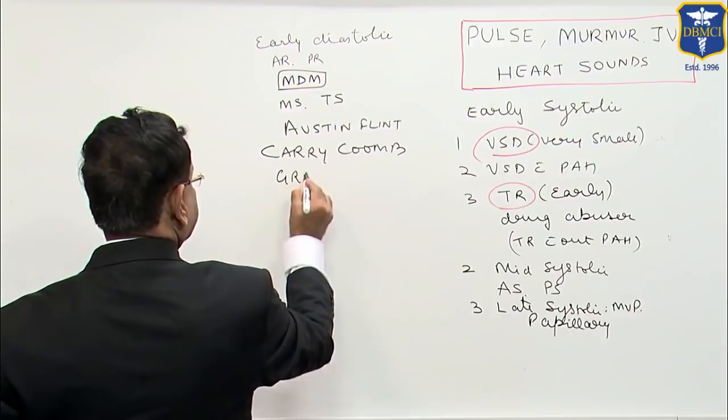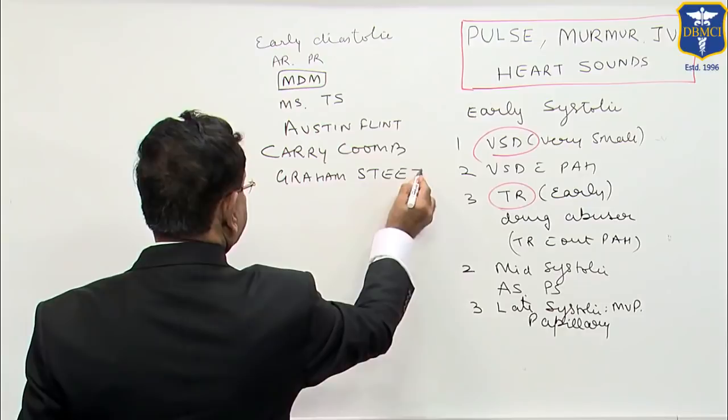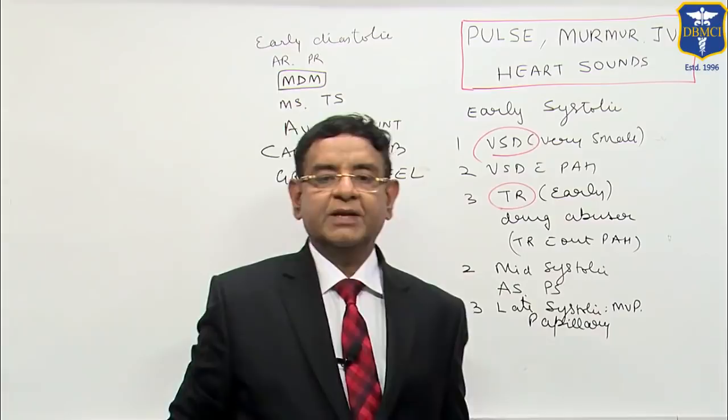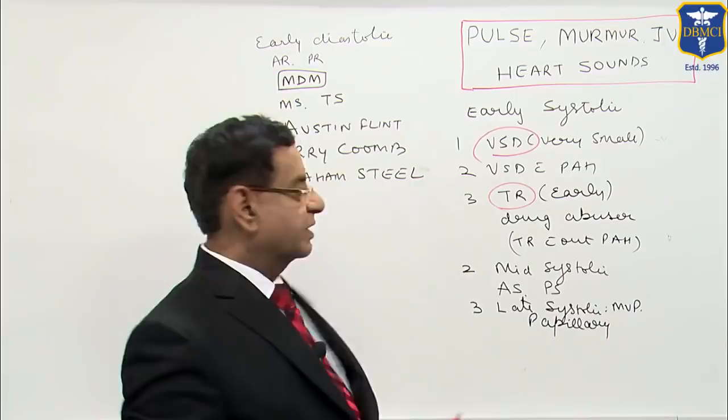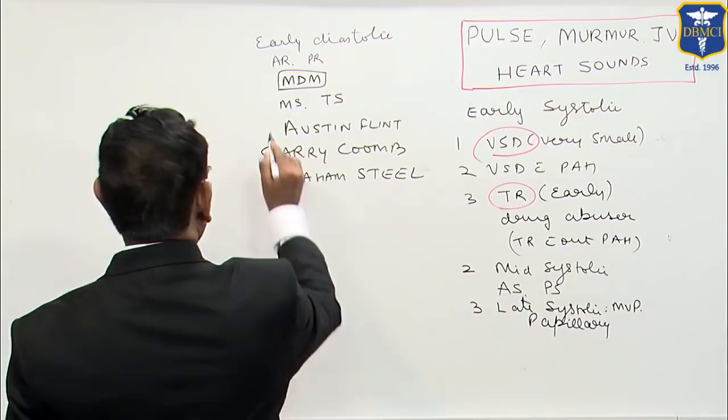Graham Steell murmur, which is seen in severe pulmonary regurgitation. Point to be noted, all named murmurs are diastolic.